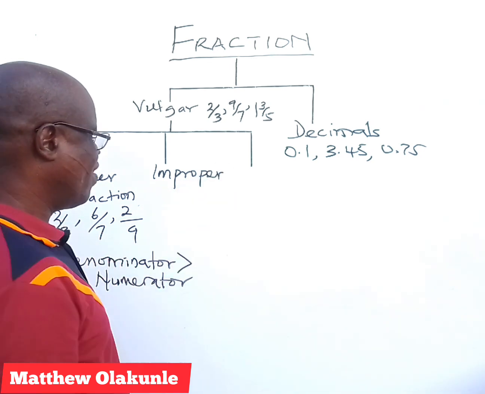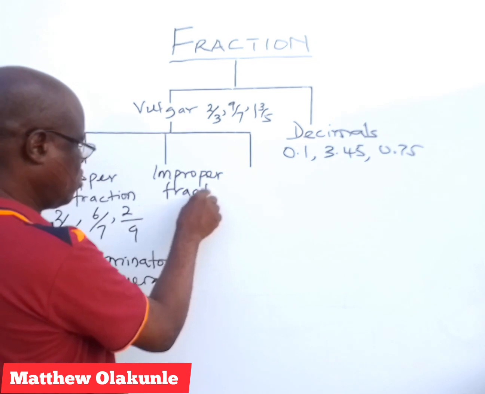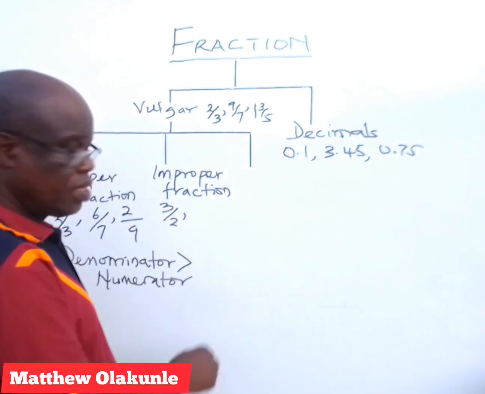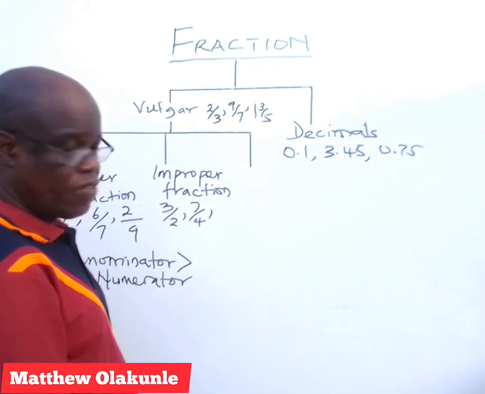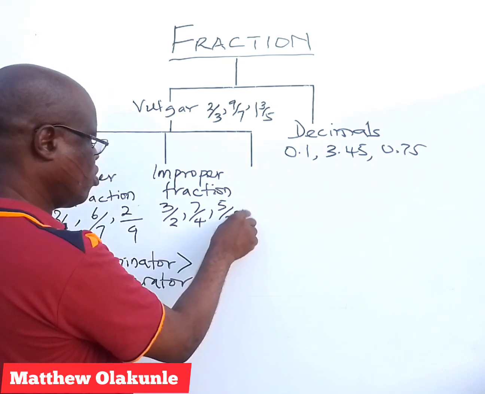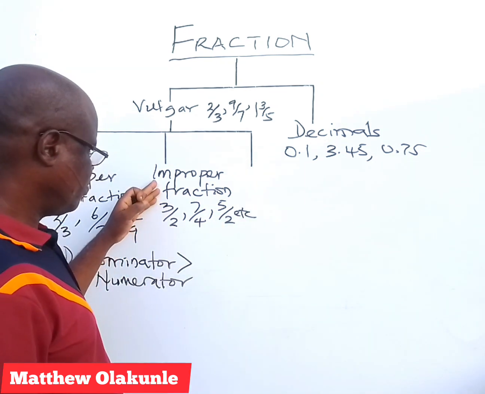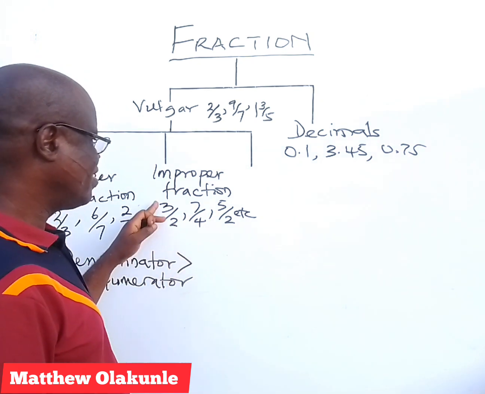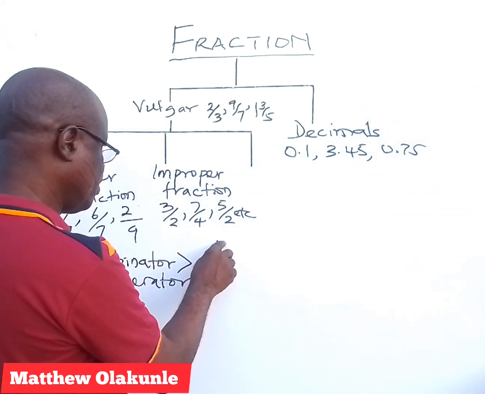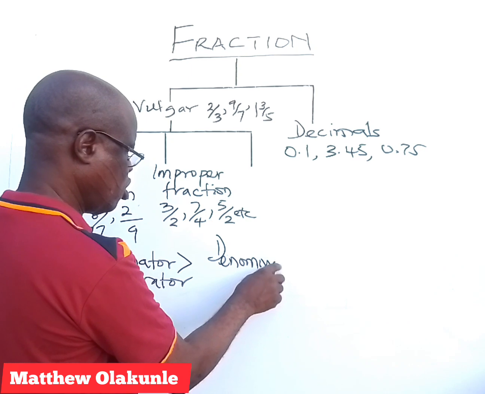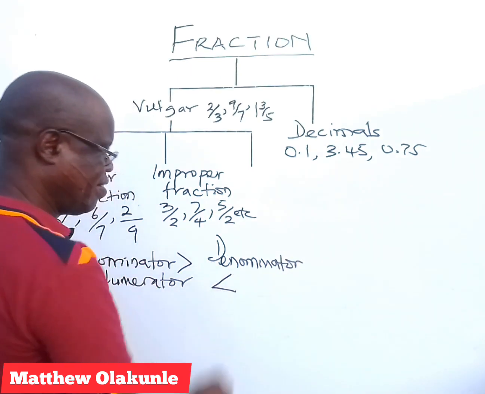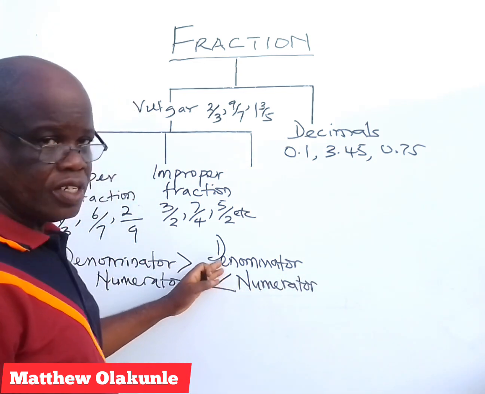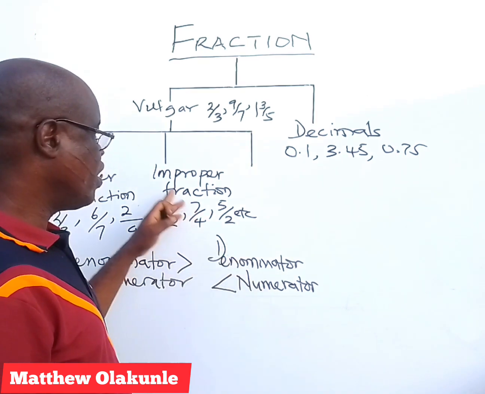Then we have another type of fraction that we refer to as improper fractions. In the case of improper fractions, you can have examples such as 3 over 2, 7 over 4, 5 over 2, and so on. You can see the denominators, 2, 4, 2, are lesser than the numerators. So anytime you have denominator lesser than numerator, then you have an improper fraction.